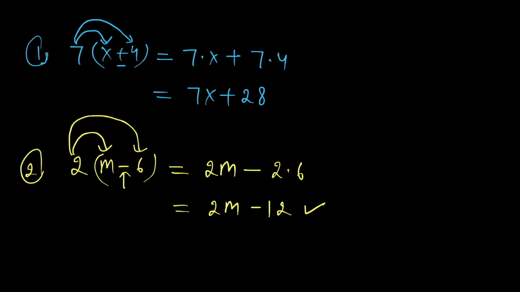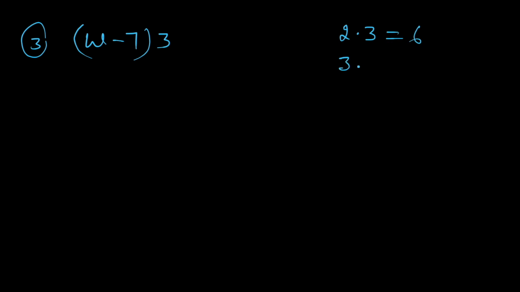We can take some more examples. For example, let's say we have another problem, (w - 7) times 3. So we want to solve this. Now most of the time we get confused when the number comes after the expression. So just keep in mind one thing: 2 times 3 is 6 and 3 times 2 is also 6. Okay, so we can use the commutative property, so we can rearrange them.